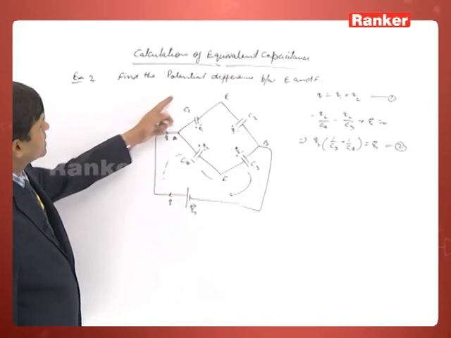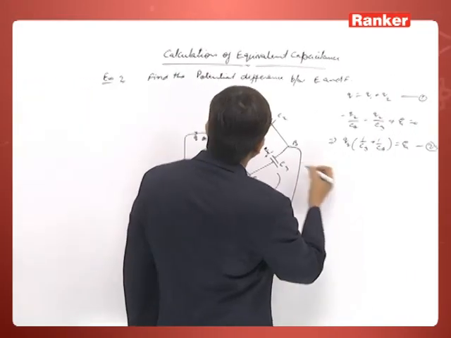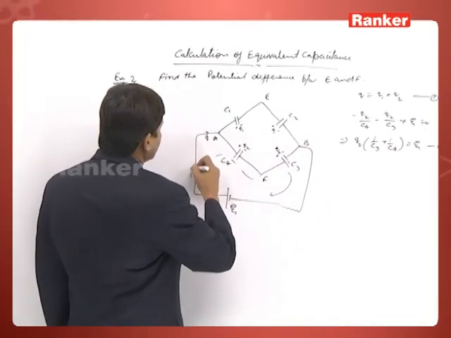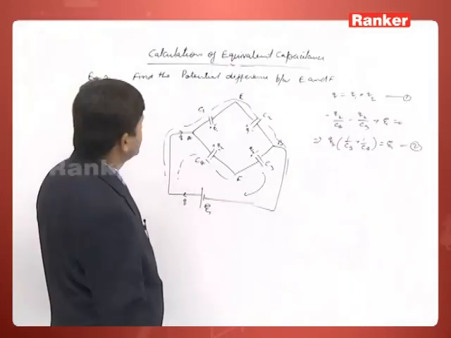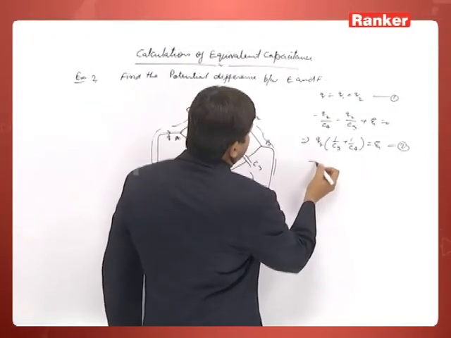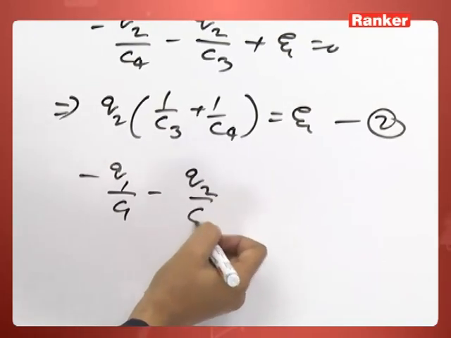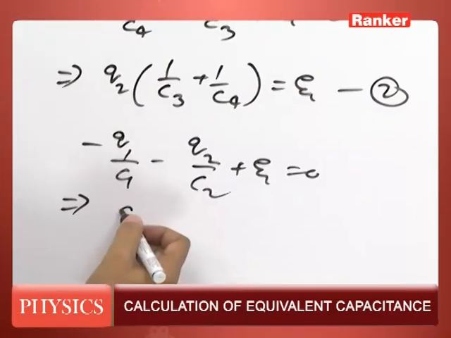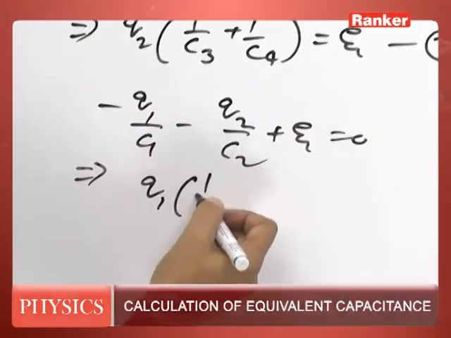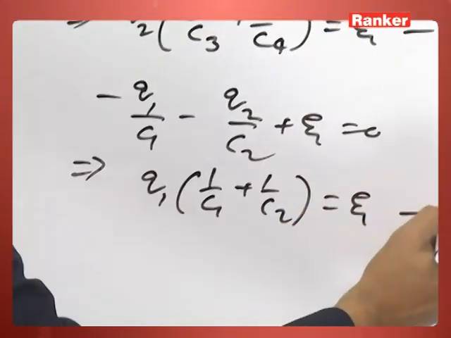And now see the third equation. From the third equation we can make, applying Kirchhoff law in the outer loop. See, minus Q1 by C1 minus Q2 by C2 plus E is 0. That gives us Q1 times (1 by C1 plus 1 by C2) equal to E. Third.